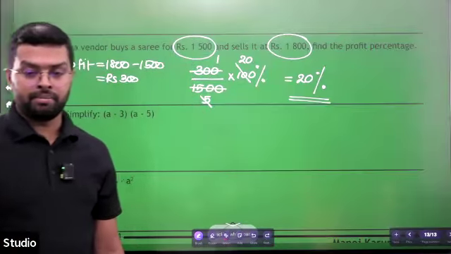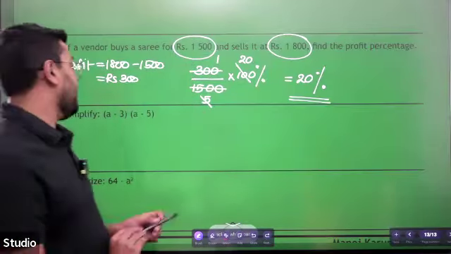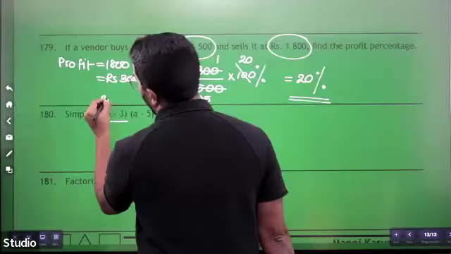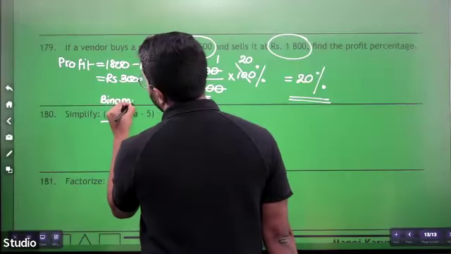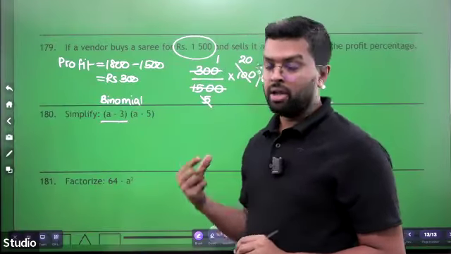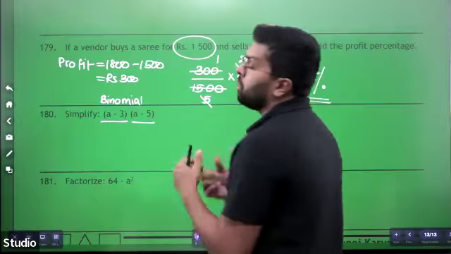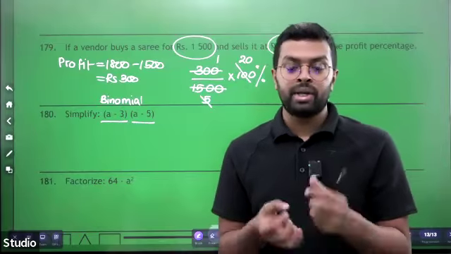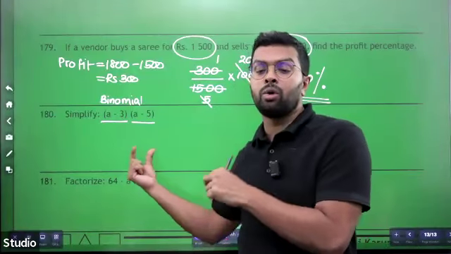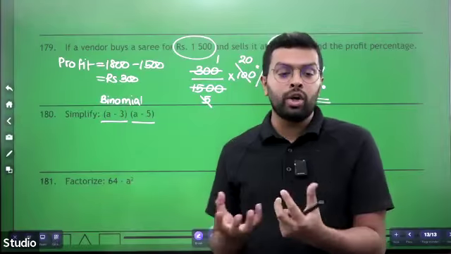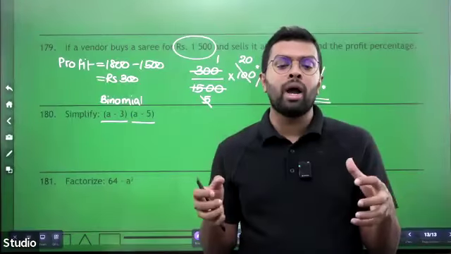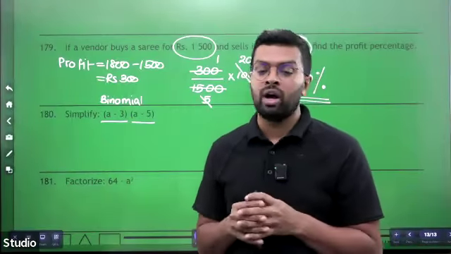Question number 180. Simplify. Putra, a minus 3, this format we call a binomial expression. We have two terms in this algebraic expression. The second one is also a binomial expression, an algebraic expression with two terms. So here we have a product of two binomial expressions. How are we going to get the answer?